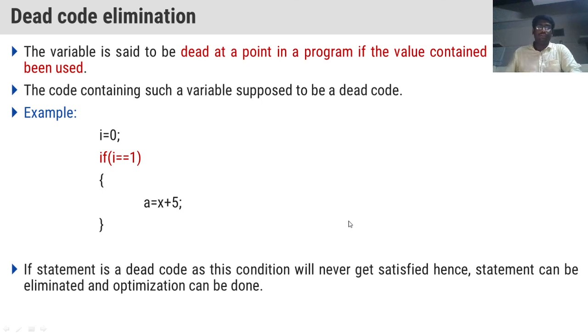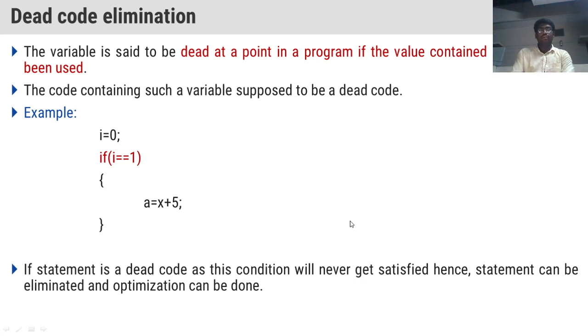So, I equal to 0, if I equal to 1, A equal to x plus 5. What happens now? Here, we have assigned I value equal to 0. Suppose in case I value equal to 1, what happens? A equal to x plus 5. So, this is what we have done, which is called dead code elimination. The code containing such a variable is supposed to be dead code. If the statement is dead code and this condition will never get satisfied, hence the statement can be eliminated and optimization can be done.